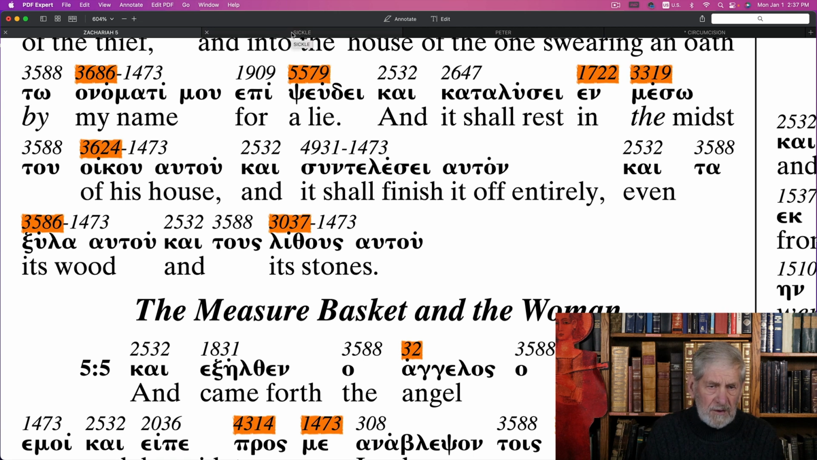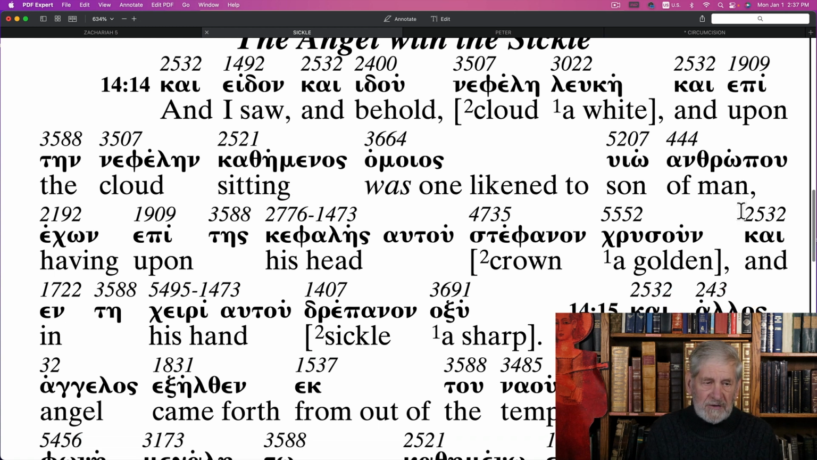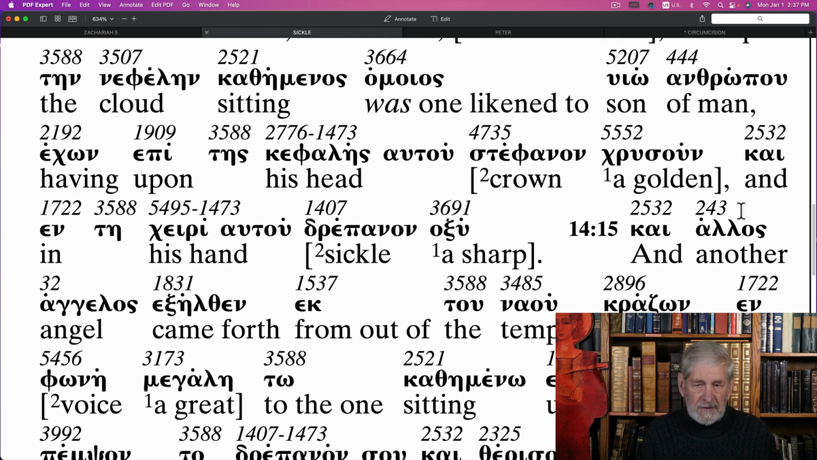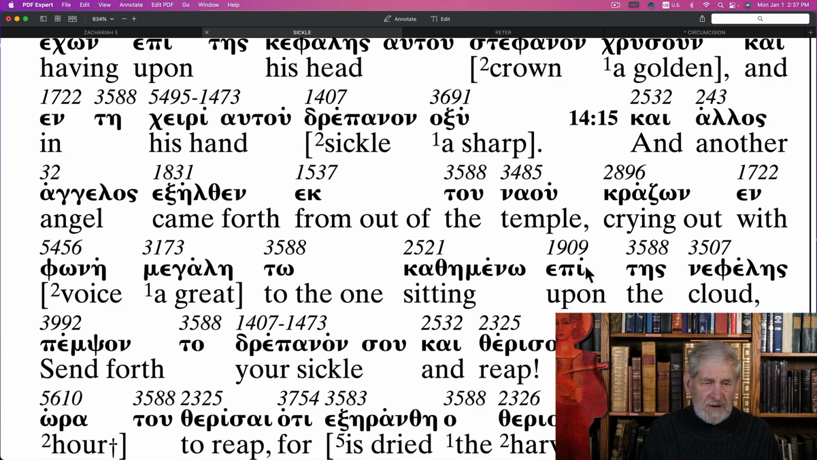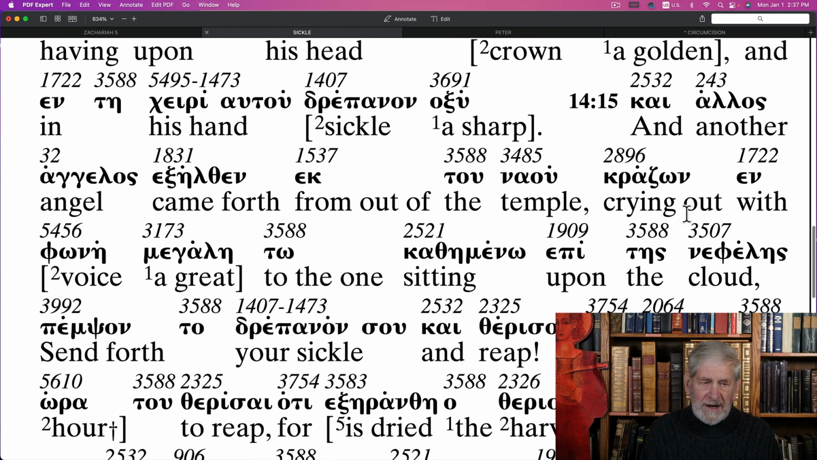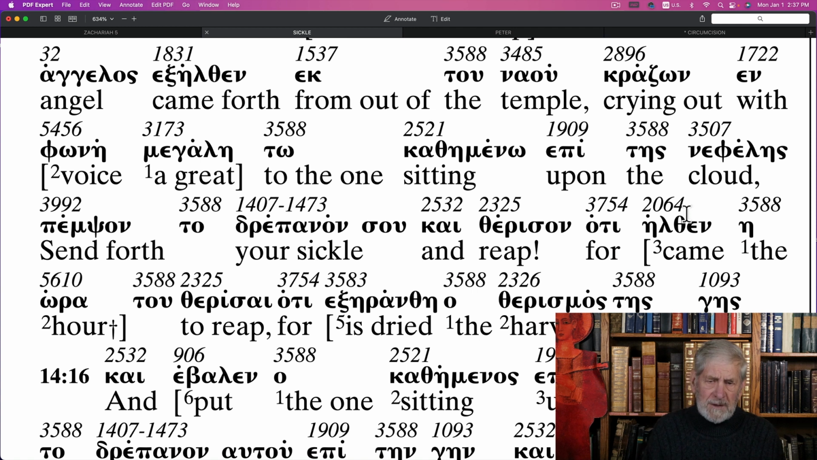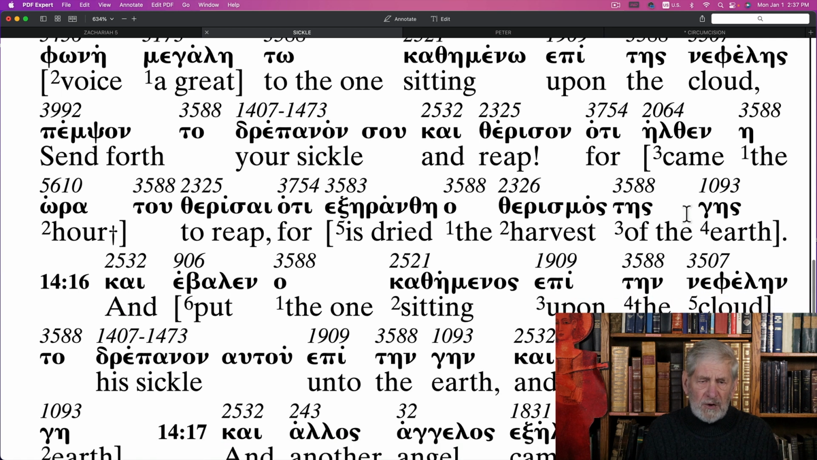Now we see in the book of Revelation, in chapter 14, verse 14, it starts, "And I saw, and behold, a white cloud, and upon the cloud sitting was one like unto Son of Man," which could be Jesus, "having upon his head a golden crown, and in his hand a sharp sickle." So there we go. "And another angel came forth from out of the temple, crying out with a great voice to the one sitting upon the cloud, Send forth your sickle and reap, for the hour came to reap, for the harvest of the earth is dried."